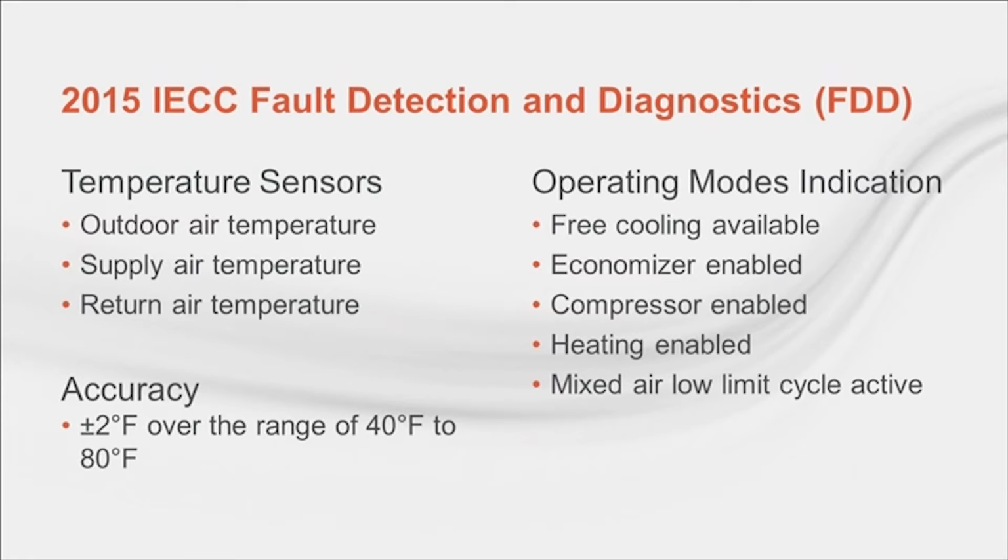The unit controller needs to be capable of indicating different operating modes, including free cooling available, economizer enabled, compressor enabled, heating enabled, and mixed air low limit cycle active. In addition to this, the unit controller must be capable of showing the current numerical value of each aforementioned sensor. The unit controller needs to be capable of manually setting each operating mode to independently test the operation of the compressors, fans, heating system, and economizer.